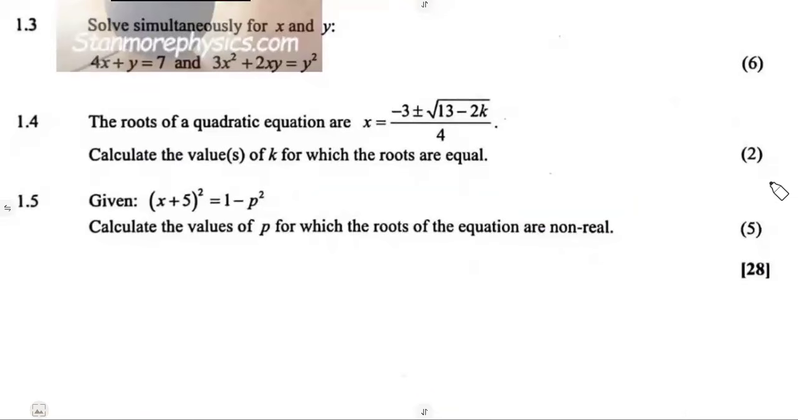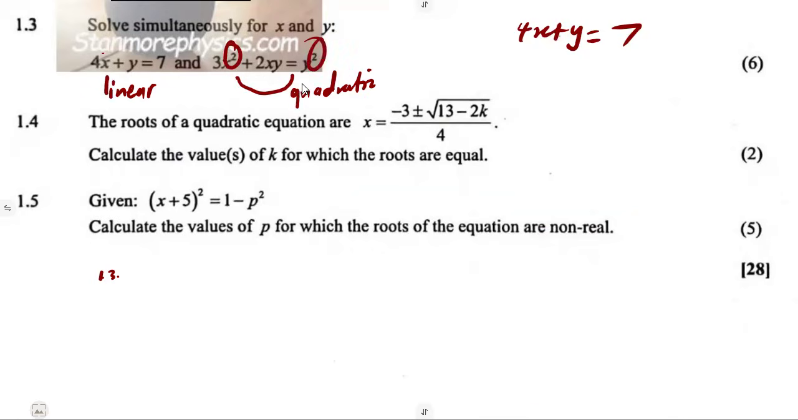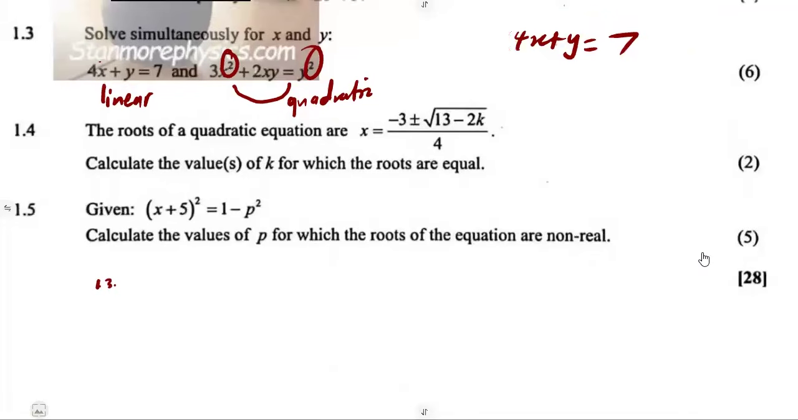All right, on 1.3, we are given to solve simultaneously for x and y, given these two equations. The first one, we are given 4x plus y is equal to 7. So remember, guys, when working quadratic, this other part where you have got this part 2, that's a quadratic. From the linear equation, make x or y the subject, the one that is easier for you. Which one is easier? You can make y the subject by taking 4x to the other side. The moment you take 4x to the other side, you have made y the subject.